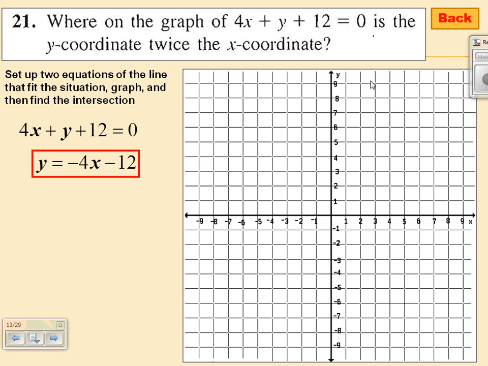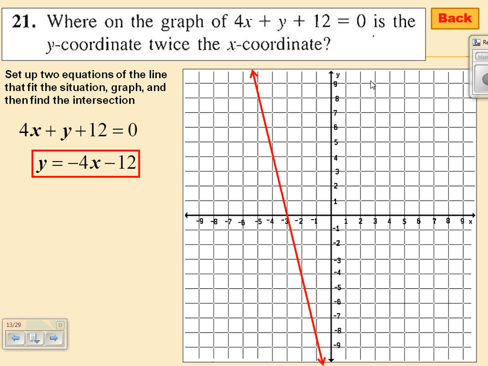Since I have a small graph, I'm going to kind of fudge it here, guys, and really estimate where negative 4x minus 12 would be. It would be this line. But since you guys have more paper, more room in your notebooks, it should actually be negative 4x minus 12, where the y-intercept is at negative 12 and the slope is negative 4.